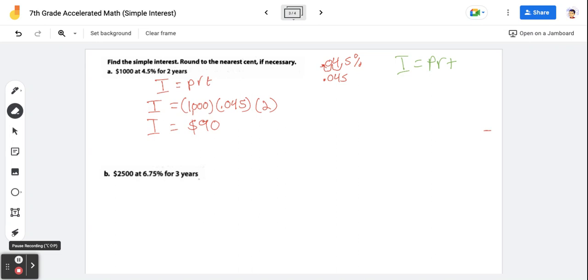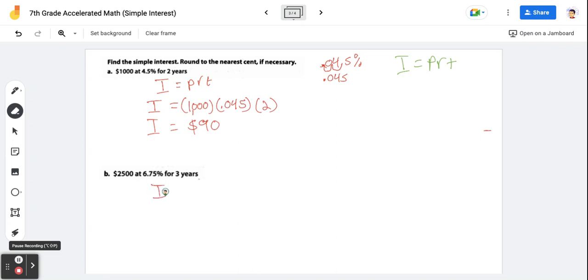If they had asked you how much money, let's say it's an account, is going to be in the account after 2 years or at the 2-year mark, we would have to take the principal amount and add it to the interest. But because they're just asking for what's the interest, it's $90. Let's do the same thing for the second one.